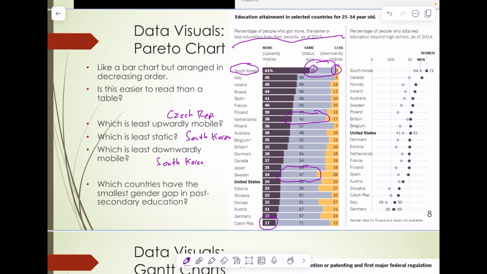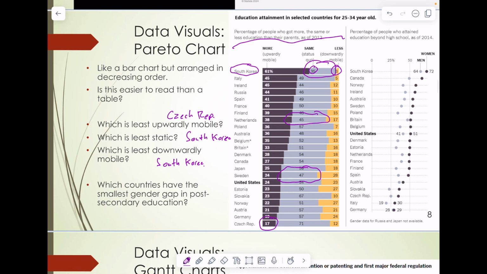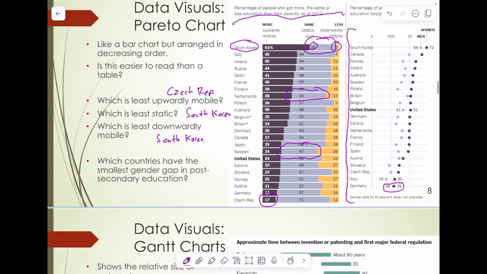Which countries have the smallest gender gap in post-secondary education? So I look at this next plot right here, which talks about percent of people who attained education beyond high school as of 2014. We see here that there's a gender gap in almost all of these. A higher percentage of women are getting educated beyond high school than men. And where is it least? Well, just by glancing at this, we can see that the answer there must be Germany here, where there's the smallest gap. So this would be Germany.